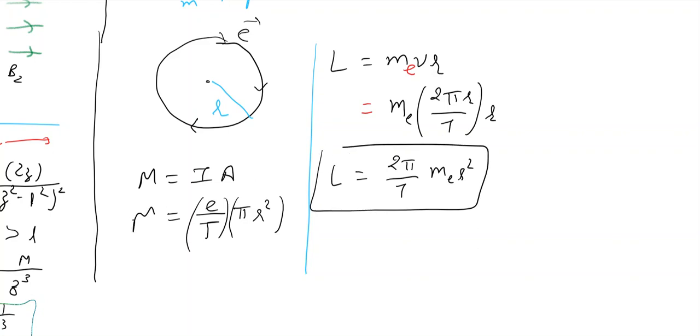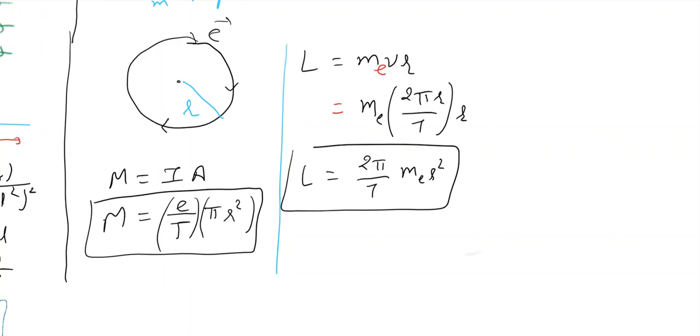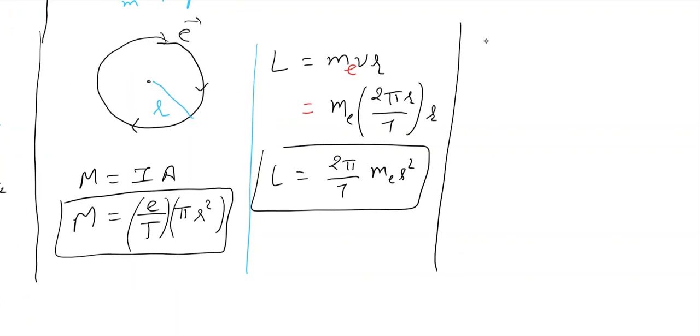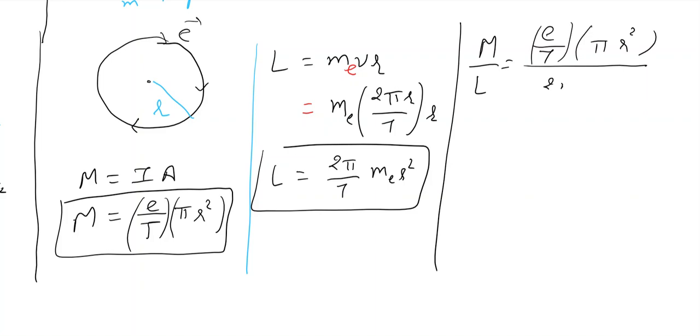What if we take the ratio of these two? Let us take the ratio of M by L. M by L will give me e by T into pi r square upon 2 pi by T into me r square. How many terms will get cancelled out? So we have r square being cancelled out, 1 by T will also be cancelled out, and pi will also be cancelled out. And what we will be left with? We will be left with e by 2me.